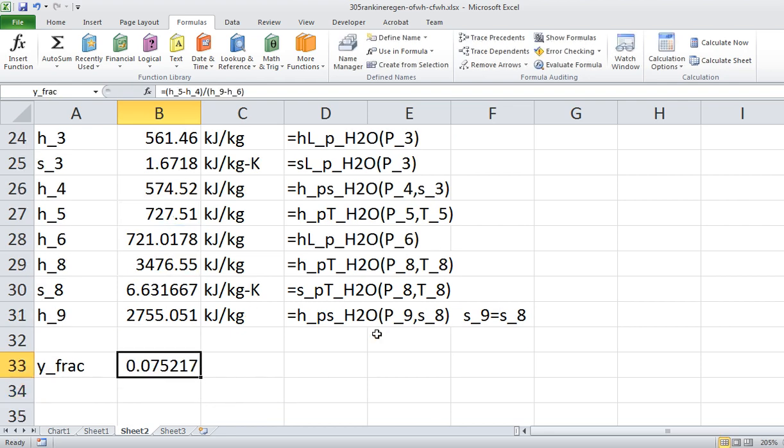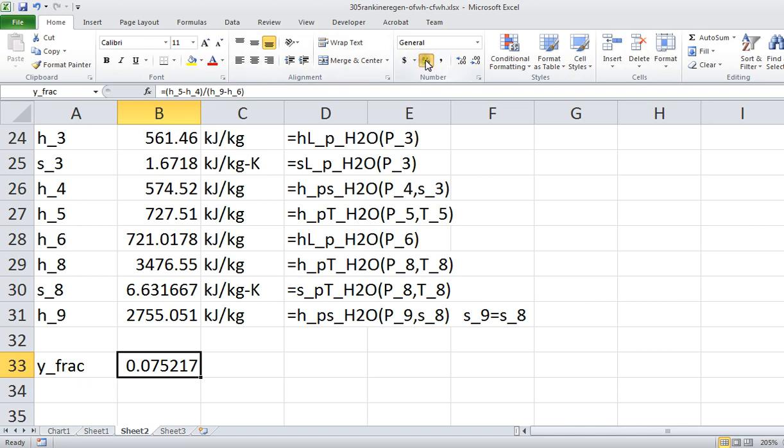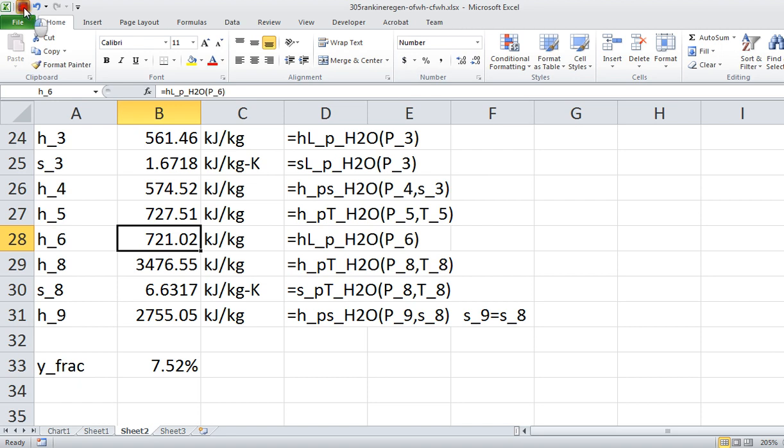So the fraction is 7.5%. If we wanted to show that in a percentage, we could do that, maybe with a couple of decimal places, and maybe we could clean these up a little bit. A little bit too much precision on these numbers. Okay, alright, so that's it basically to analyze the closed feedwater heater in this example. We'll take a break and I'll come back and do the analysis on the open feedwater heater for you, and maybe finish this thing out.